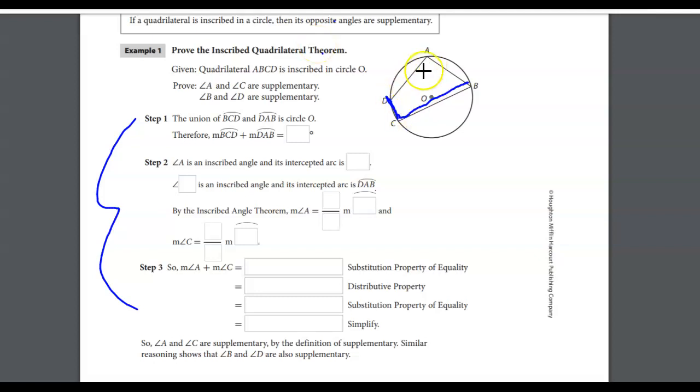Okay, so what it's saying is DCB, whatever measurement is C, its arc, and this is going to be its arc, is going to be twice the measure, 2 times the measure of whatever this is, whatever this measurement is. So let's say that C was 50.